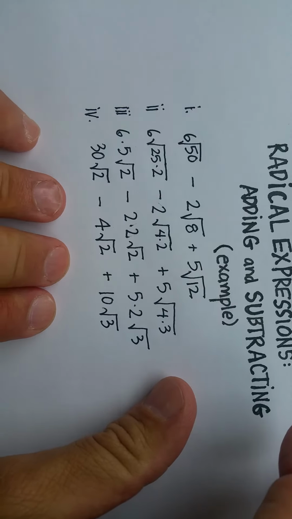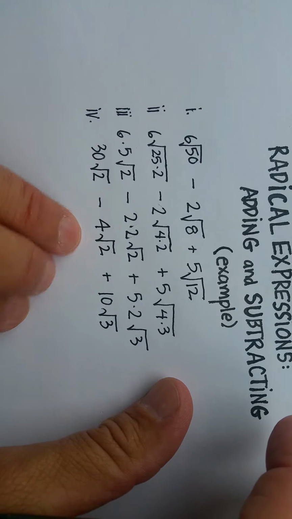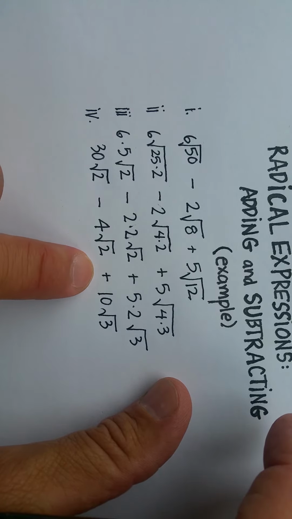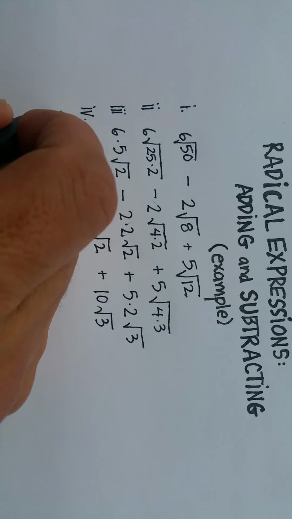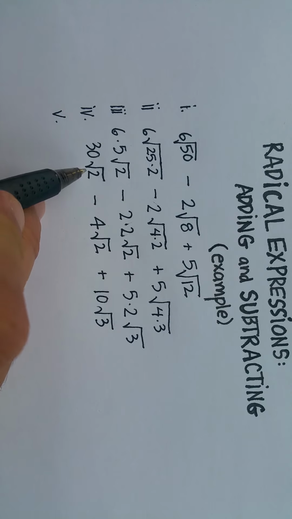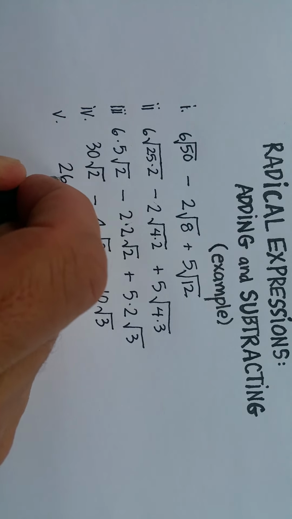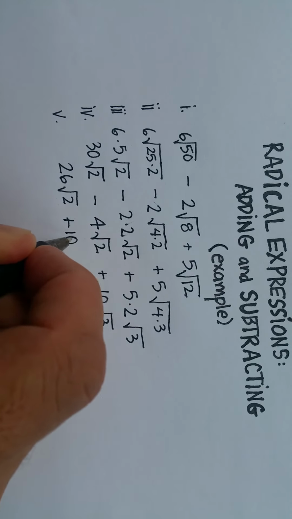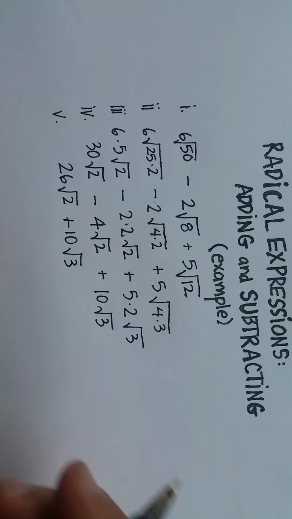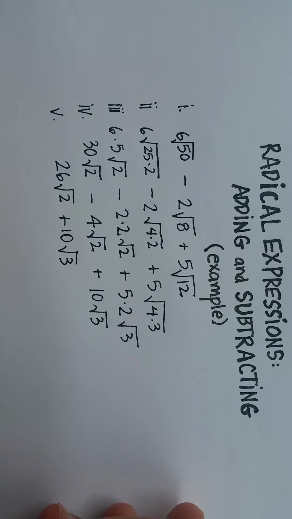So now let's look. Looks like I have 30 radical 2 minus 4 radical 2. Those can be subtracted, but then I have to add 10 radical 3, which is like a different radical. Can't do anything with that one. My final answer, therefore, or my final simplification will be 30 radical 2 minus 4 radical 2, and I'll get 26 radical 2, and then I'm just going to add 10 radical 3's outside it. And that's my final simplification. I hope that was helpful.